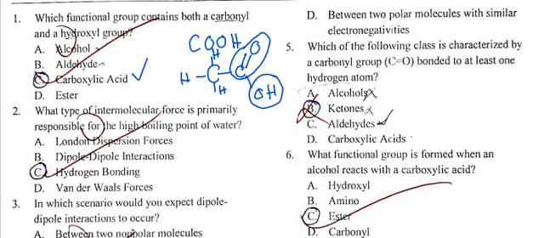The second question is saying, what type of intermolecular force is primarily responsible for the high boiling point of water? So when you look at the structure of water, water is just H2O, and of course this is just hydrogen, and then you are going to have oxygen, then hydrogen. These are hydrogen bonds. So the hydrogen bonds are the ones that are responsible for the high boiling point of water. Take note.